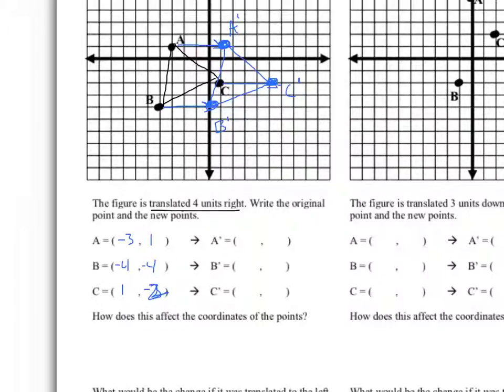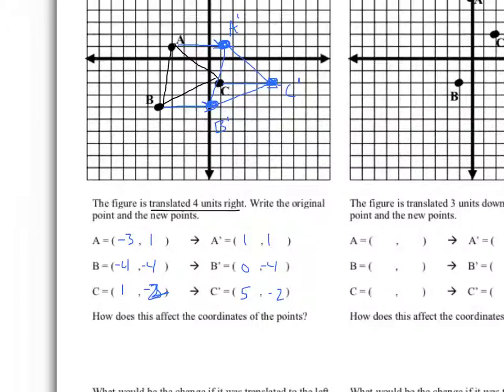So once we translate the figure, it moves over. So what are the new coordinates for A prime? What are A prime? Kenny? 1, 1, 1. And B prime? Felipe? 0, -4. And C prime? Blanca? Count again. Count again. 5.